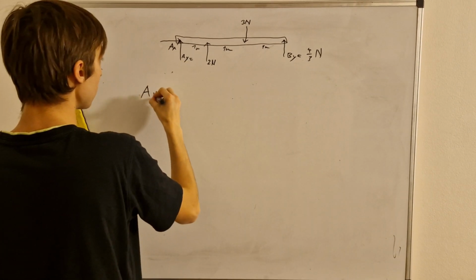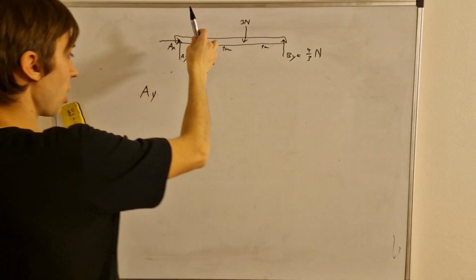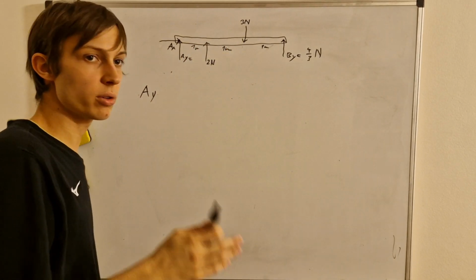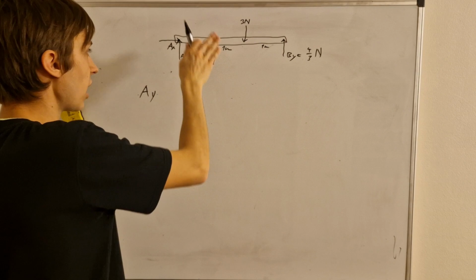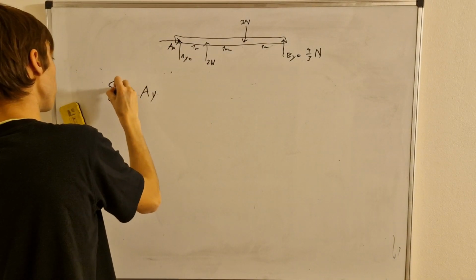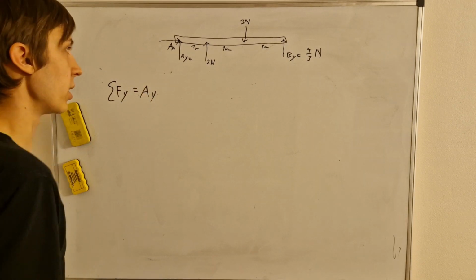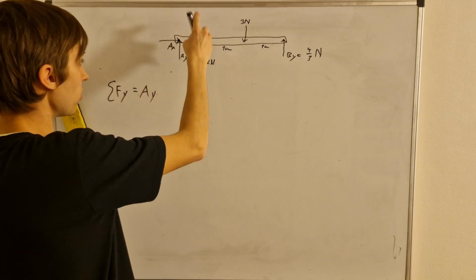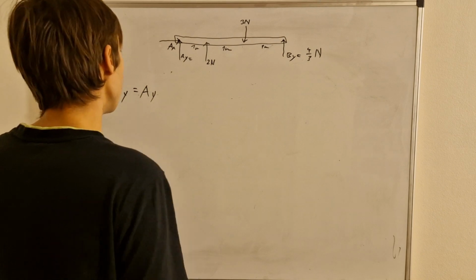So Ay, the ones that are up, I'm gonna count as positive. Before it might have been a little different, but now the ones that are up are counted as positive because I'm talking about the sum of forces in the Y direction. So the ones going up are positive and the ones going down are negative. So what do we have?